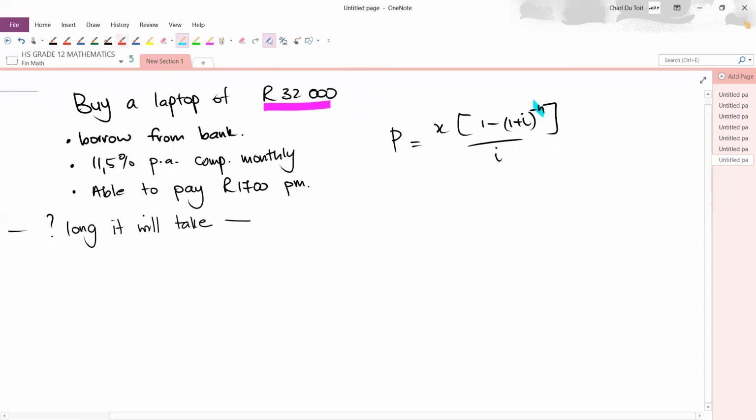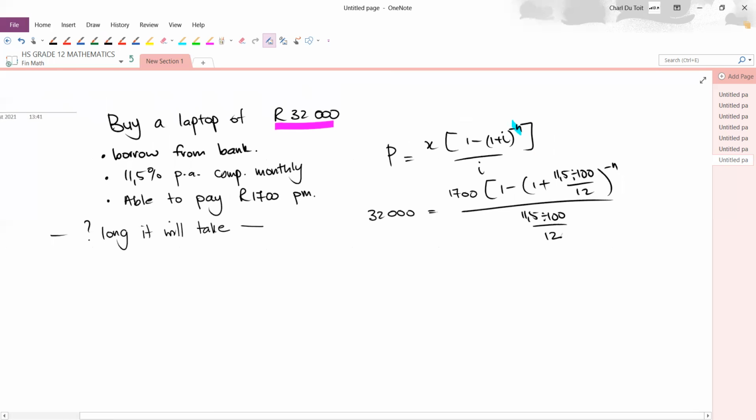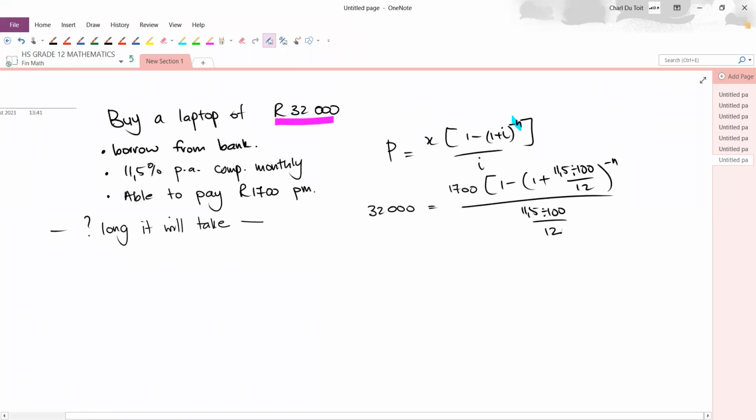So I'm just starting to put in some values. We're going to have a P-value of 32 grand. We're paying 1,700 Rand a month, that's X. And the rate is 11,5 divided by 100 over 12 minus n, we don't know, over 11,5 divided by 100 over 12. Now there's various ways of doing this.